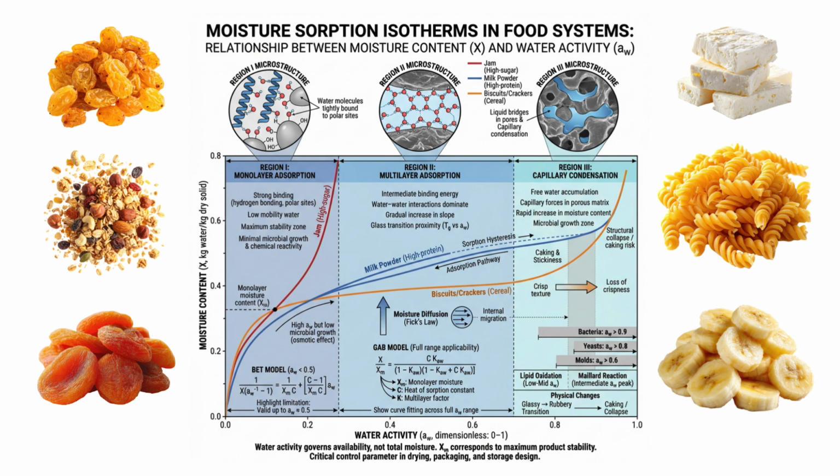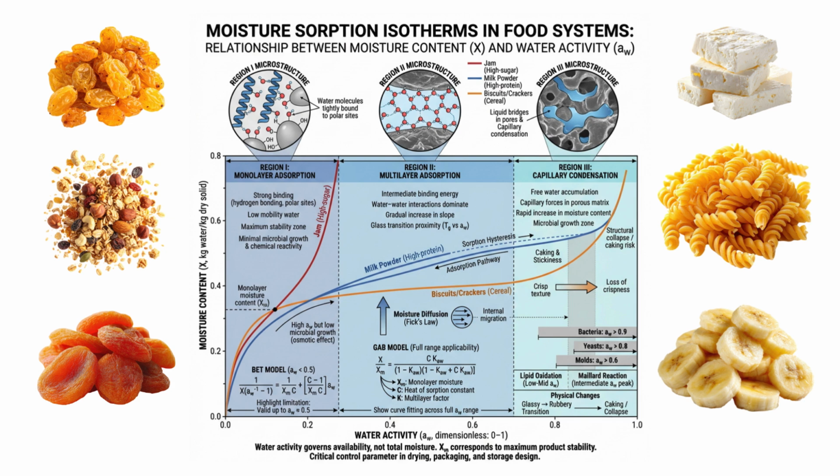From a modeling perspective, sorption isotherms are described using equations such as the BET model and the GAB model. The BET model is useful in the low water activity range and helps estimate the monolayer moisture content. However, it has limitations and is typically valid only up to moderate water activity levels.